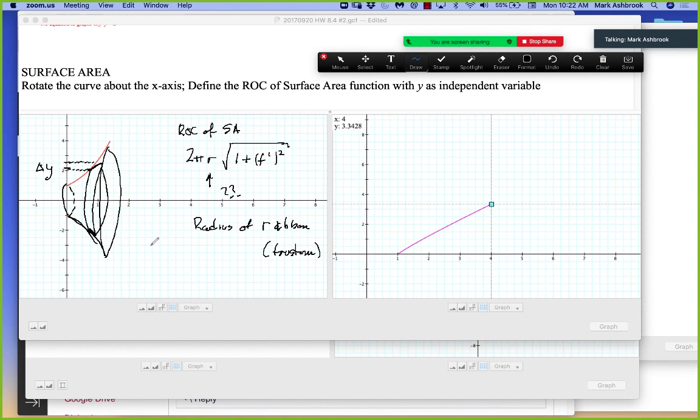Draw the typical ribbon. This is what's going to help you get R right. Right, there's our ds. Okay. So notice that little ds came from a delta y interval, but then because we got the surface by rotating around the x-axis, the frustum of the ribbon is rotated around the x-axis. Okay, does that make sense?